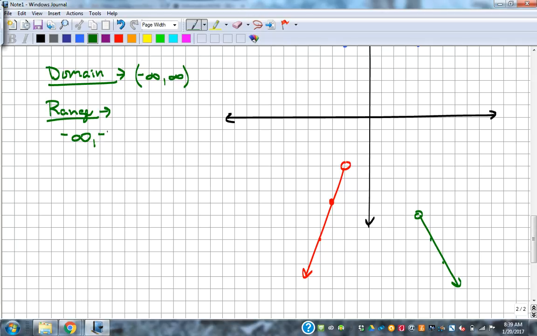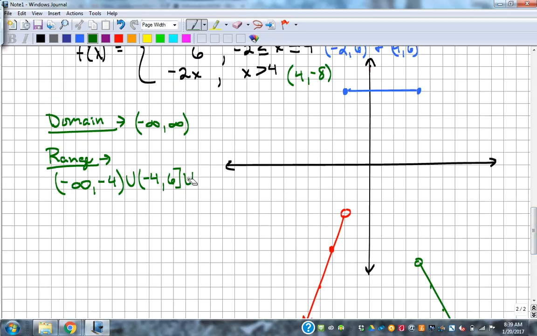So negative infinity up to negative 4, parentheses, union, negative 4 to 6 with a bracket, good. And then does it union anymore? Are there any more y values above 6? No. So we're going to stop because there's no y values above 6. It doesn't go up. Okay. So our range is that. So being able to find domain and range, the graph is going to be helpful in that, I promise you. No question.